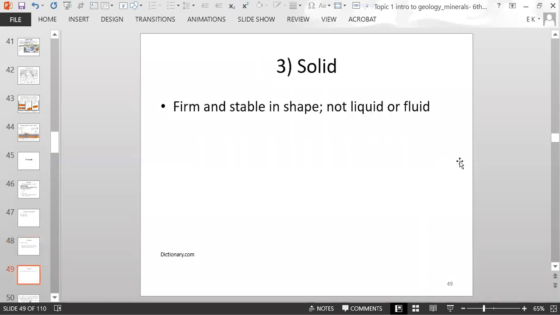Solid means it's not a liquid, it's not a gas, it's something that's firm and stable in its shape.